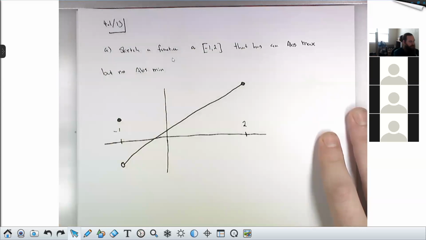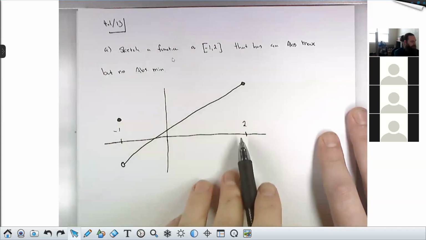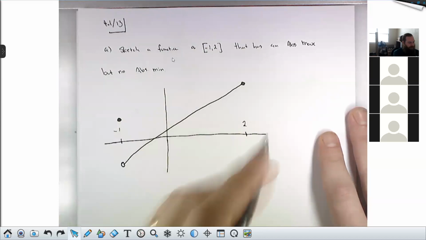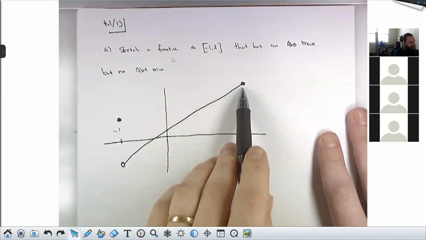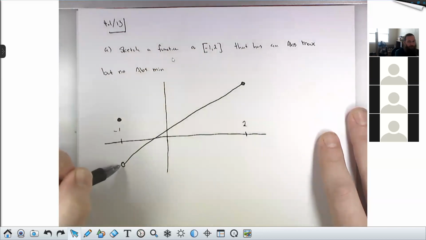So now this is a function whose domain is the closed interval from -1 to 2, but it's not continuous. Specifically, it's not continuous over here. All right, so this function has an absolute max right here. And if this were filled in, making the function continuous, it would also have an absolute min. But it doesn't have an absolute min because I broke this little piece off and moved it up here.